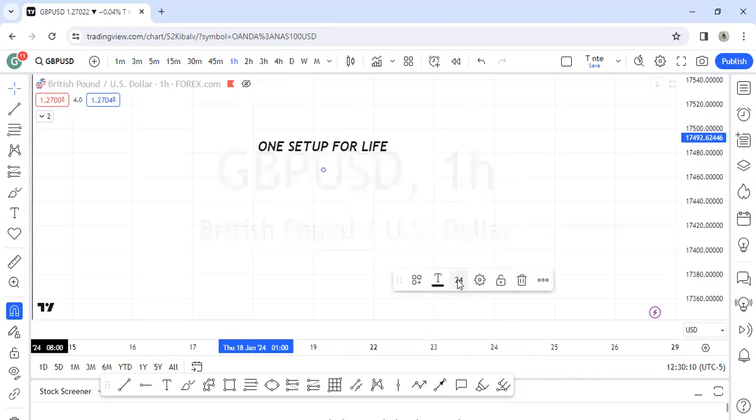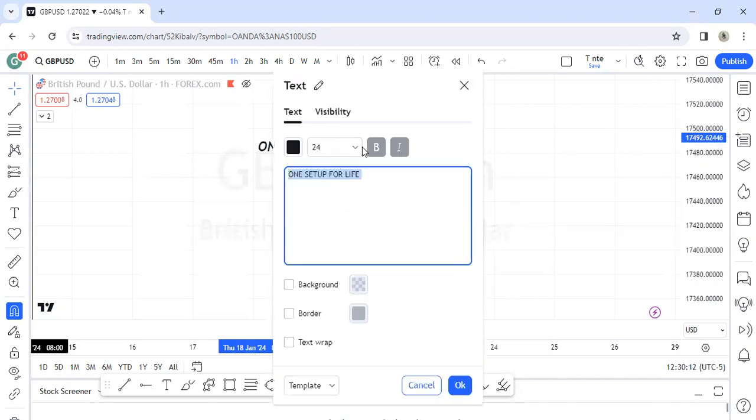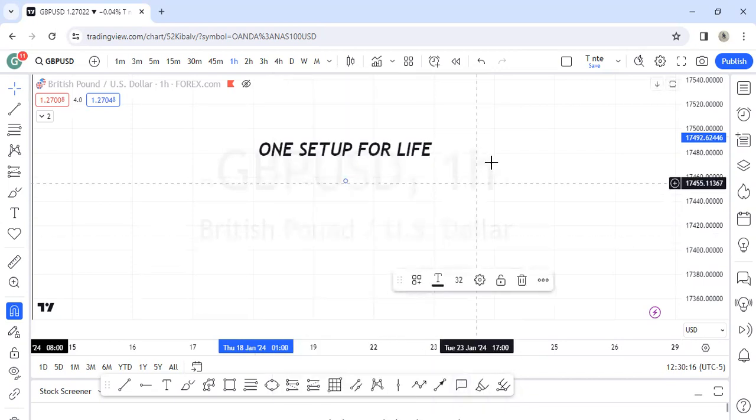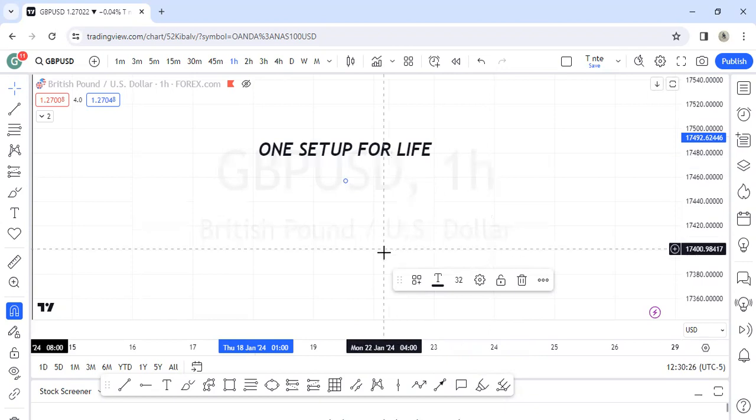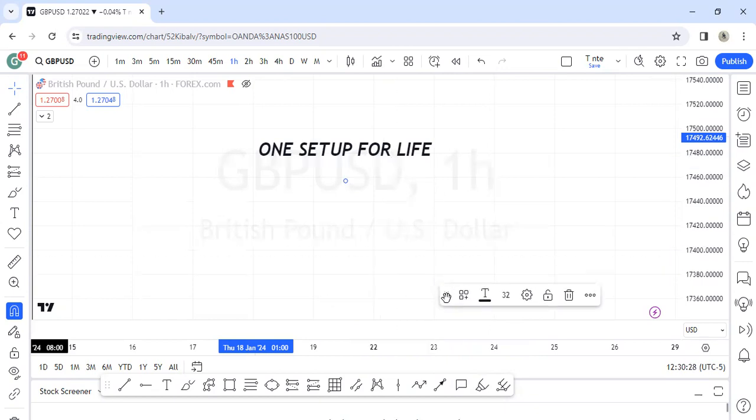In this video we're going to be talking about the one setup for life, right? Remember I'm asking you about this. Can you just give me a trading setup that's one and one? So what do I mean? This trading setup I'm going to give you guys is going to be both a higher time frame setup and a lower time frame confirmation model, right?